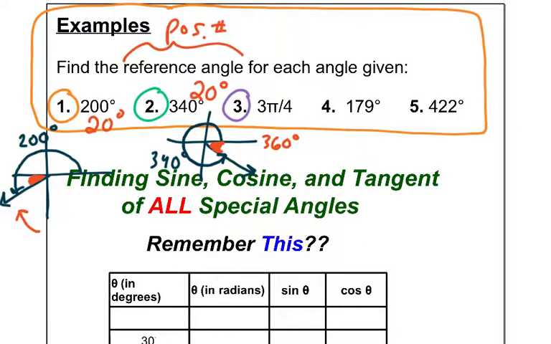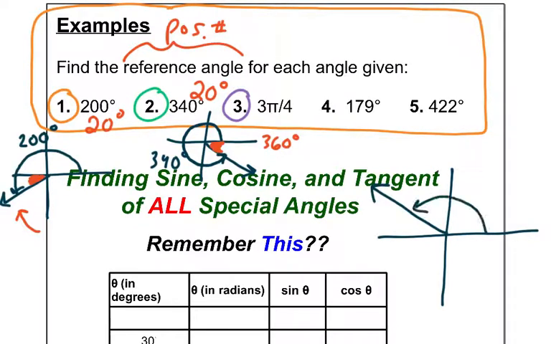3 pi over 4. Let's graph it. All right, unit circle. Let's see, 3 pi over 4 is, I think, right over here in the second quadrant. Okay, reference angle should be to the nearest x-axis, which is right here. All right, now to think about this, again, like I did before in the previous examples, when I did 160, I was almost at 180. Here, I'm at 3 pi over 4. I'm almost at pi. Well, how much further do I have to go to get to pi?